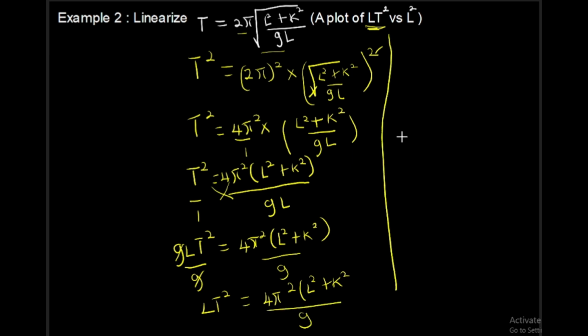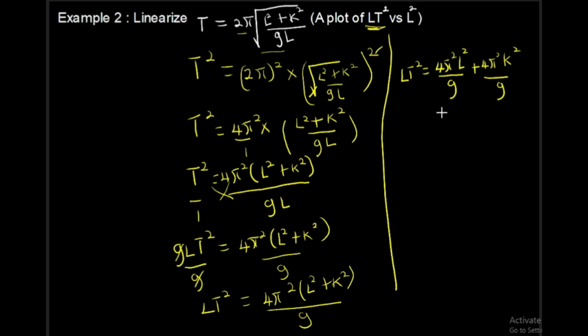Now we can simplify further. LT squared equals, we can open up this bracket: 4 pi squared times L squared gives 4 pi squared L squared. You can see this denominator is for both L squared and K squared, so we have 4 pi squared L squared all over G, plus 4 pi squared K squared all over G again. This G covers everything, so we need to indicate it. So this is our linearized equation.